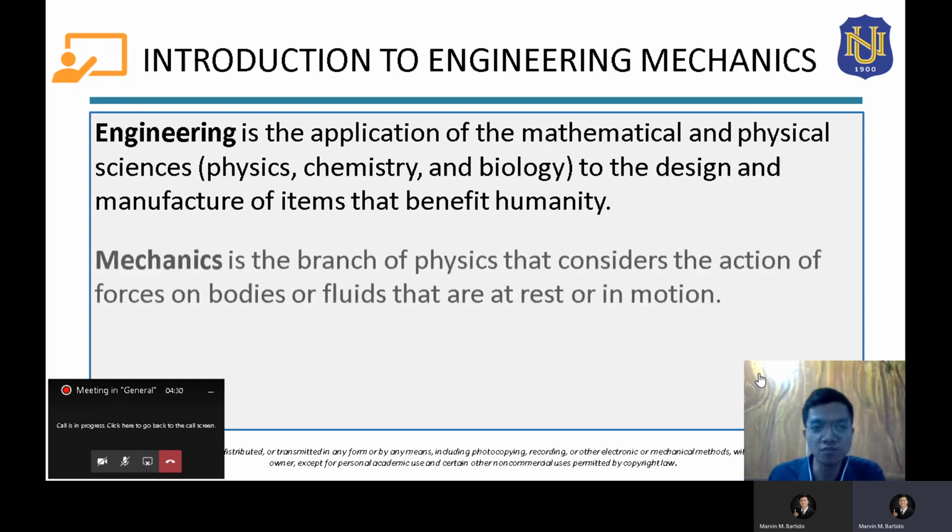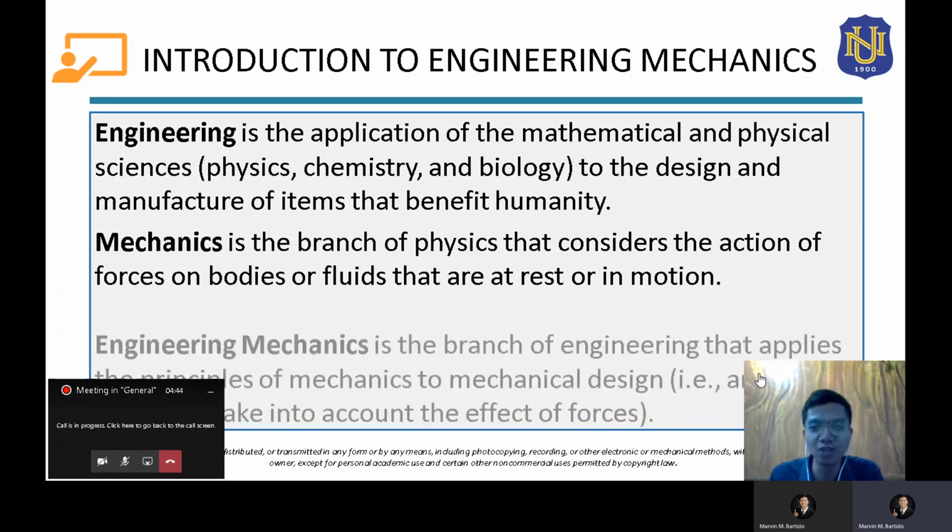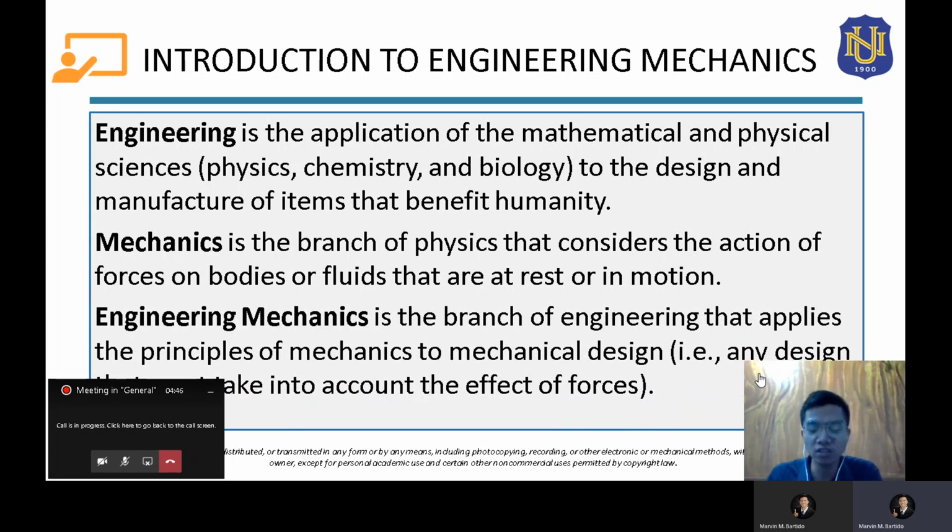Now, let us define what mechanics is. Mechanics is the branch of physics that considers the action of forces on bodies or fluids that are at rest or in motion. If we combine engineering and mechanics, that will be engineering mechanics, and it is defined as the branch of engineering that applies the principles of mechanics to mechanical design. That is any design that must take into account the effect of forces. So in engineering mechanics, in all the topics that we're going to discuss, we will take into consideration the effect of forces on rigid bodies.